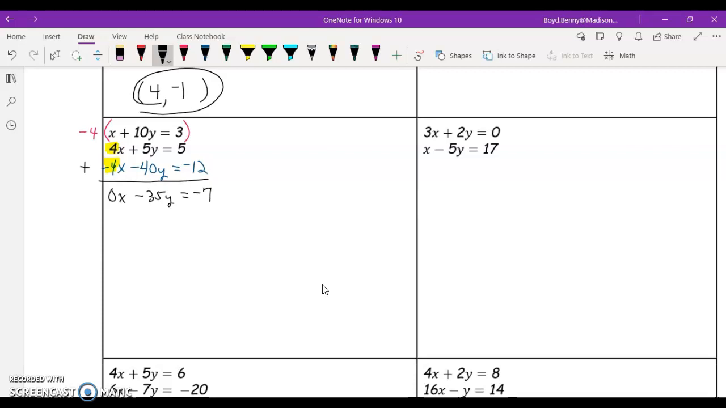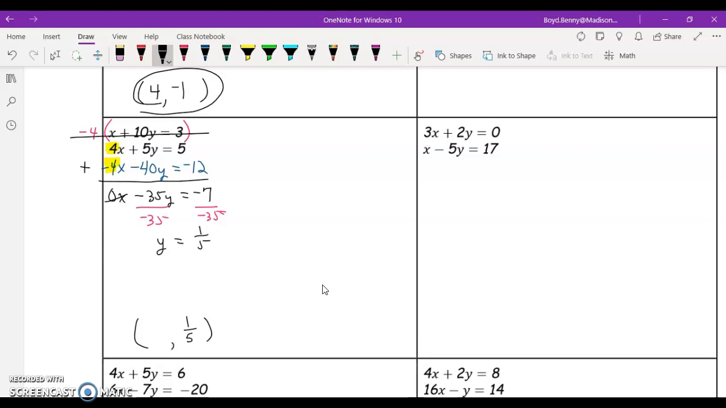Notice once I multiplied this by negative 4, I'm no longer using this equation anymore to solve. Okay? We know that 0 times x is just 0, and we don't need to write that down. Okay? So let's go ahead and solve this. So now we're going to divide by negative 35. And that's going to leave me with y equals 1/5.